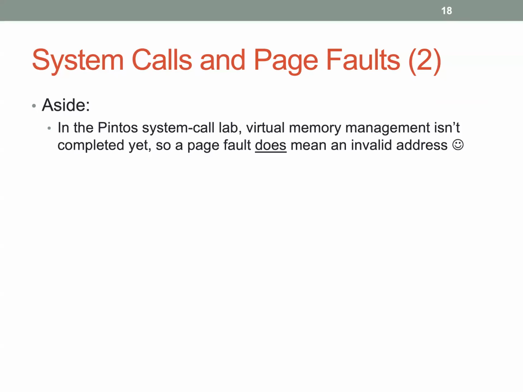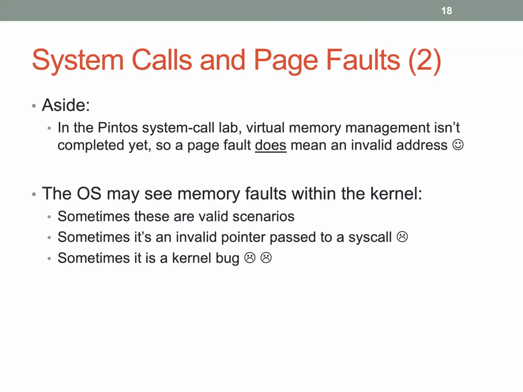For most students, they're like, what am I supposed to do? We have a whole discussion of that, so we'll talk about that when we get to it. But the nice thing is that at this point, if you have a page fault, it does mean an invalid address. Now, it may be a bug in the kernel, or it may be that the user program has passed a bad address. It could be one of those two things, but otherwise you aren't going to see a fault at this point in Pintos.